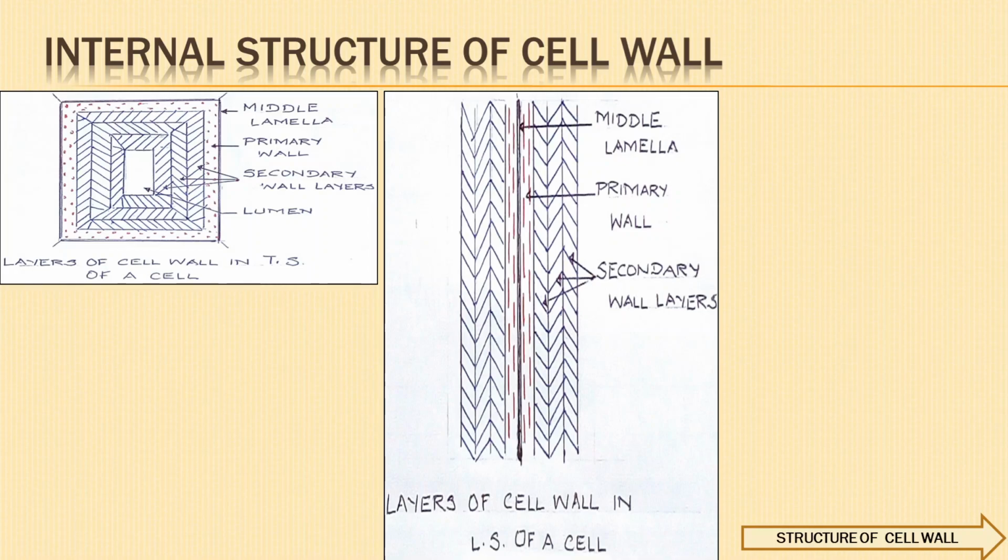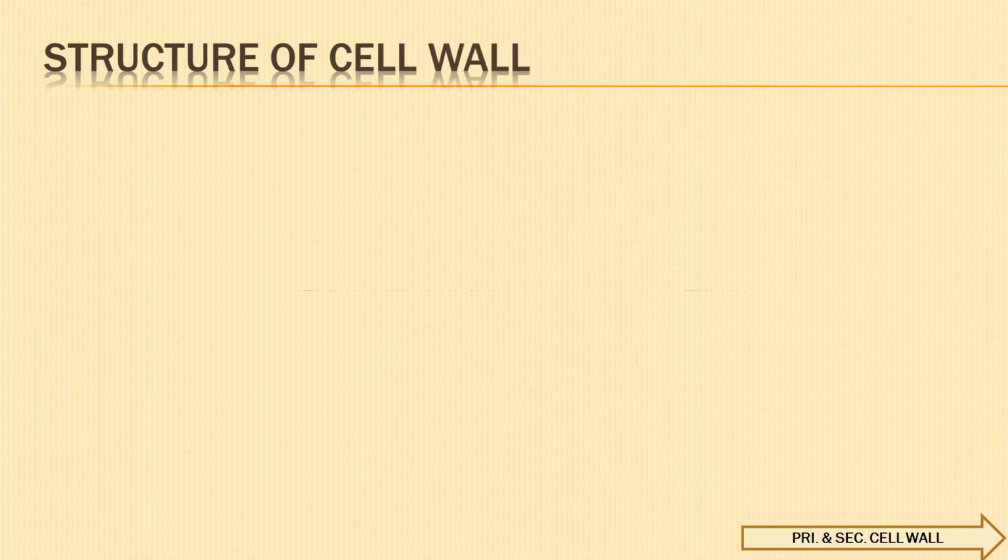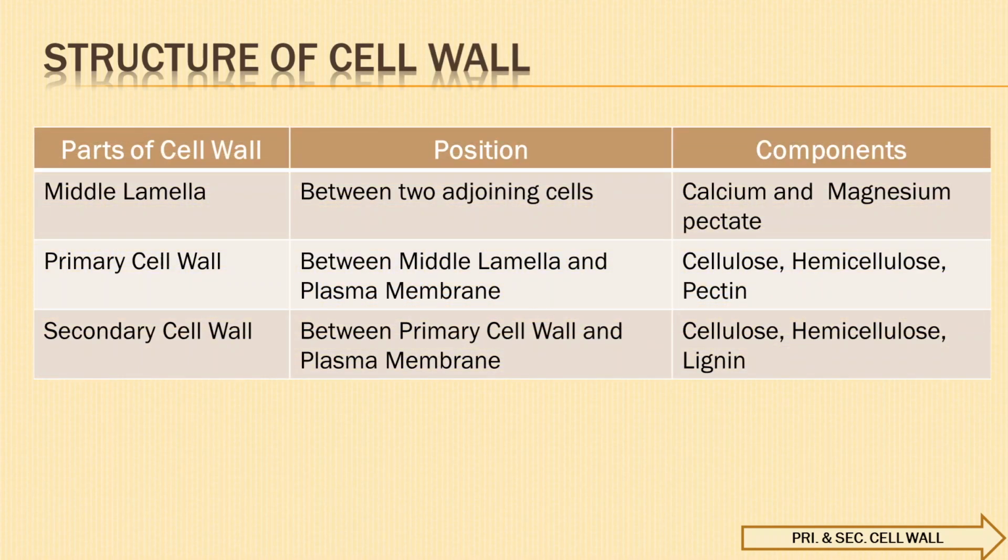At certain places, the secondary wall shows the presence of pits. The pit membrane is permeable and allows passage of materials. Next, the middle lamella is made up of polysaccharides, namely pectin, consisting of calcium and magnesium pectate, which helps adjacent cells to bind or adhere to one another.